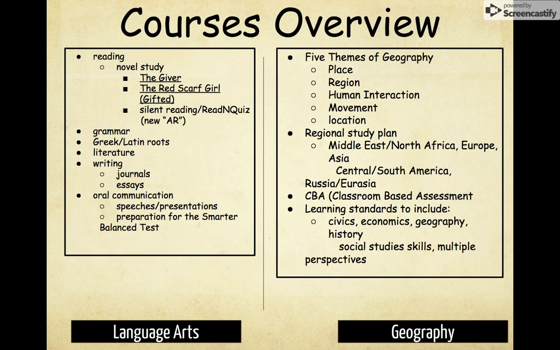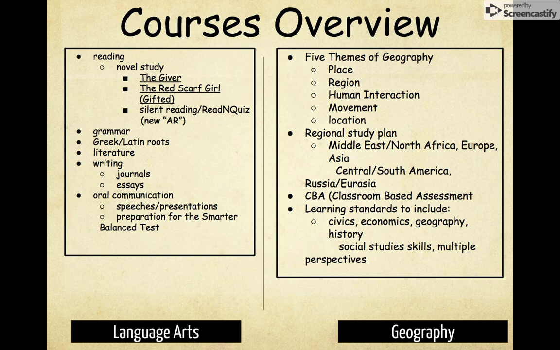So a little bit about the course overview. I'm not going to go bullet by bullet. You can pause this at this point and go ahead and take a look. Mainly, we're focusing in language arts, reading, writing, speaking, and listening, reading for information, reading for inquiry, research, and reading for literature. We'll be journaling, essays, speeches, presentations, and of course the SBA in the spring.